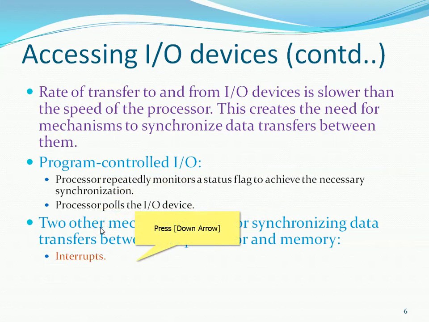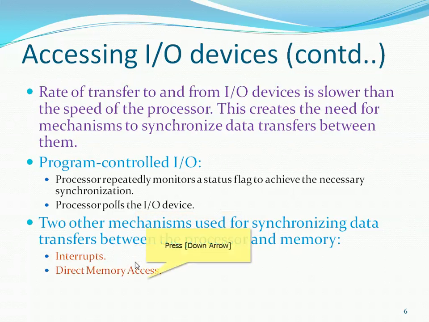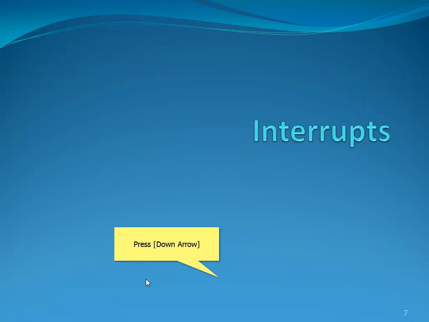There are other mechanisms used for synchronizing data transfer between the processor and memory. One kind is interrupts, and the other kind is called direct memory access. Interrupts and direct memory access help us transmit data between the processor and the memory or with the devices, by checking their status, whether they are interested in establishing communication and need to transfer the data.